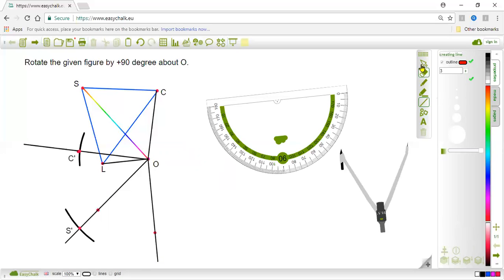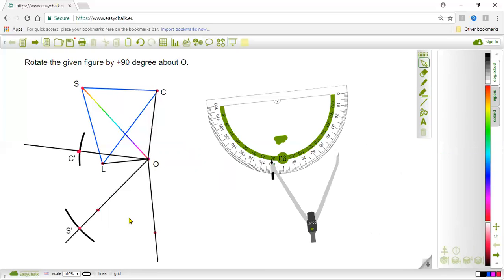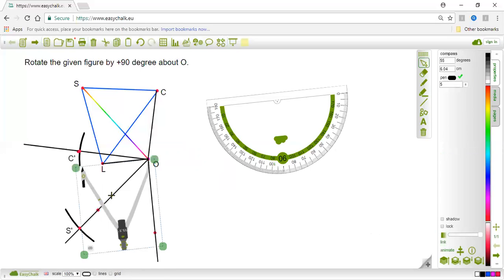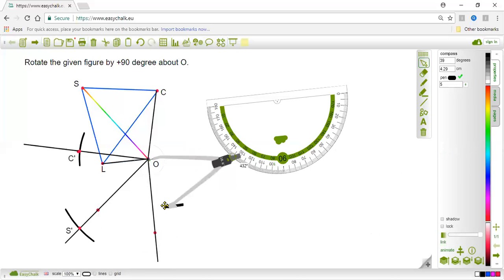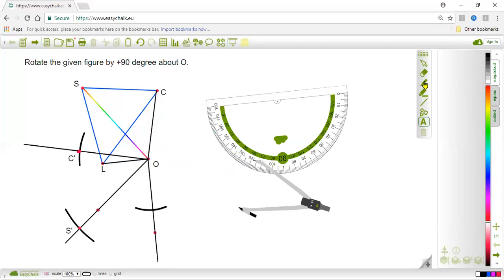Okay, and after this step we have to just measure the length of LO. Let me just measure the distance LO, and with the same distance LO we have to cut from this point O on this perpendicular line like this. Let me just cut here, and that point of intersection is just the image point of this vertex L, which is represented by L dash. Let me just mark the L dash here.